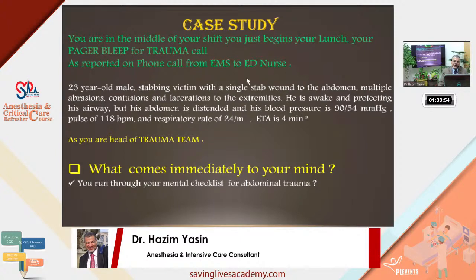You were informed that a 23 year old male stabbing victim with a single stab wound to the abdomen, multiple abrasions, contusions, and lacerations to the extremities, is awake and protecting his airway, but the abdomen is distended and his blood pressure is only 90 over 50. Pulse is 118, respiratory rate 24 per minute, and expected time of arrival is 4 minutes.